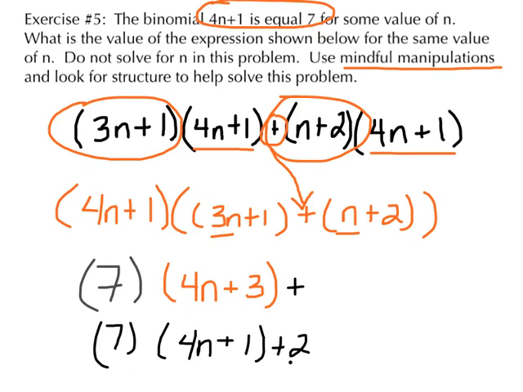So really, what is 4n plus 1? It is 7. So I'm going to have 7 plus 2. 7 plus 2 is going to give me 9. So I'm going to have 7 times 9, which gives me 63.